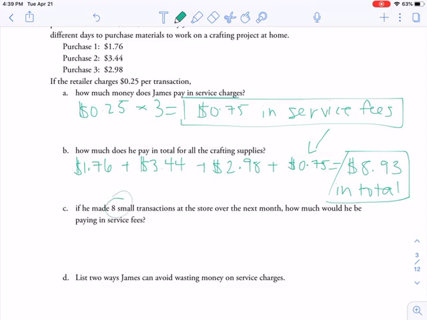If he made 8 small transactions at the store over the next month, how much would he be paying in service fees? Again, we know the service fee is 25 cents. And if he pays that 8 times, we want to know how much money that is. And that works out to $4.